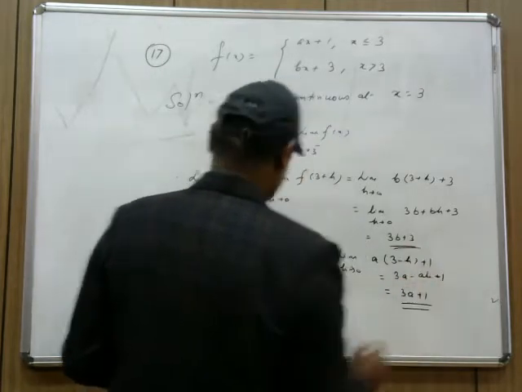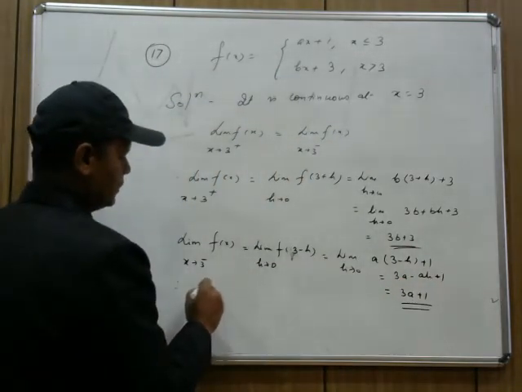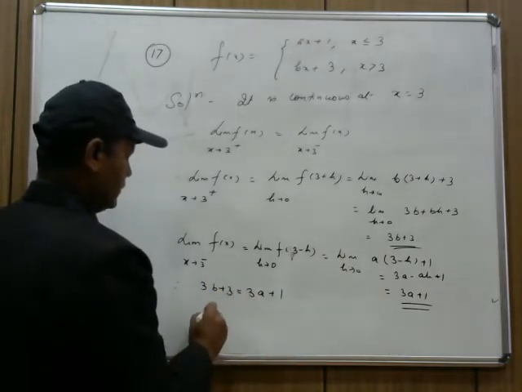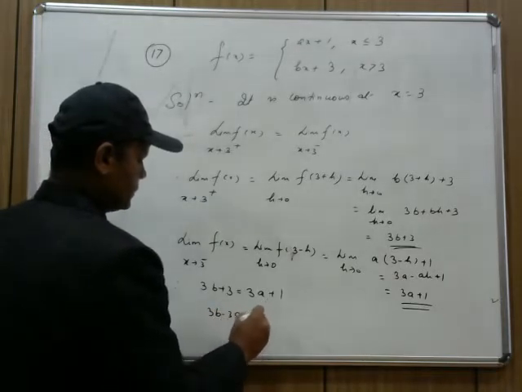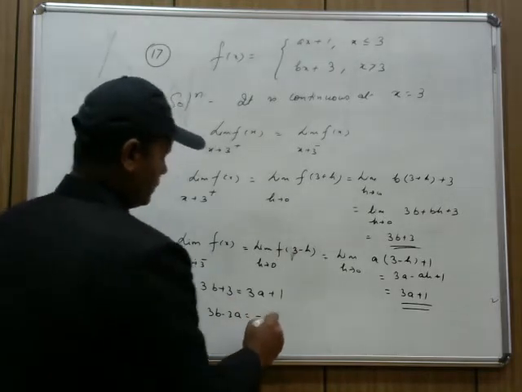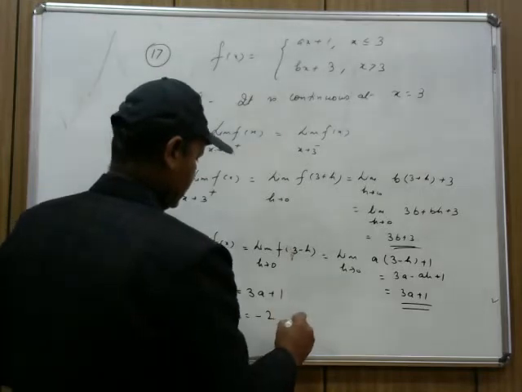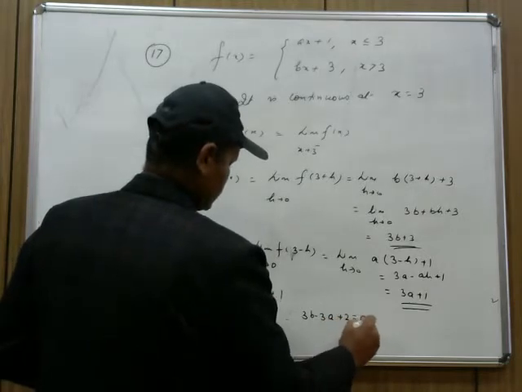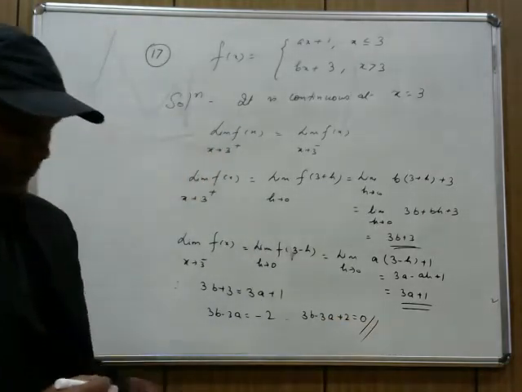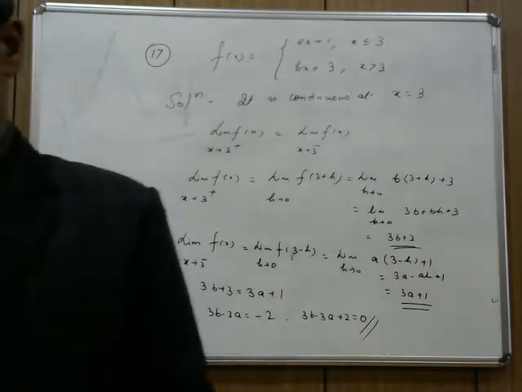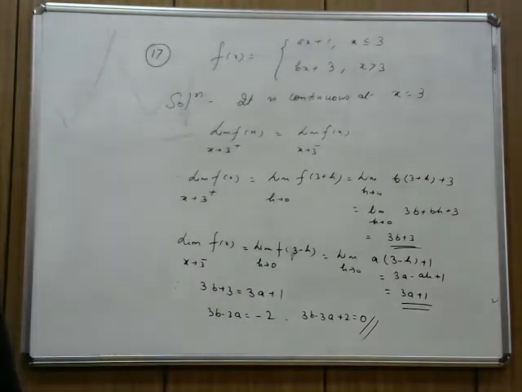According to the question, 3b plus 3 is equal to 3a plus 1. Therefore, 3b minus 3a is equal to 1 minus 3, that is minus 2, or I can say that 3b minus 3a plus 2 equal to 0 is the relation between a and b, or I can say 3a minus 3b plus 2 equal to 0 is the relation between a and b, right?